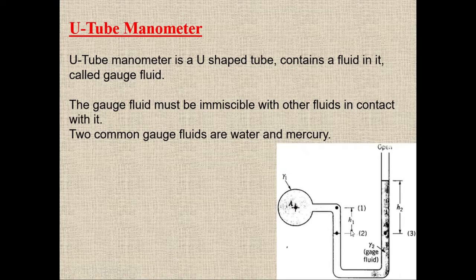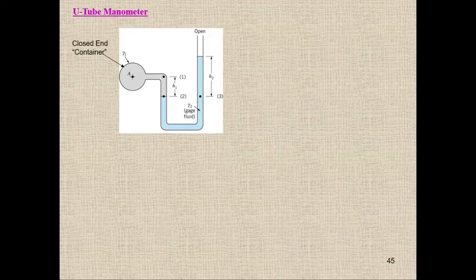On the same level, we will jump from here to here because we have the mercury here and the mercury here, and then we are moving up. So pressure will decrease and then we have the same level. In this way, we can write the equation and then we can calculate the pressure in the container.